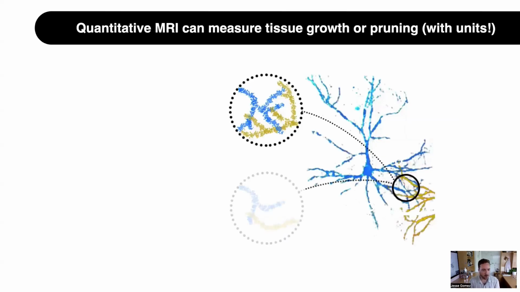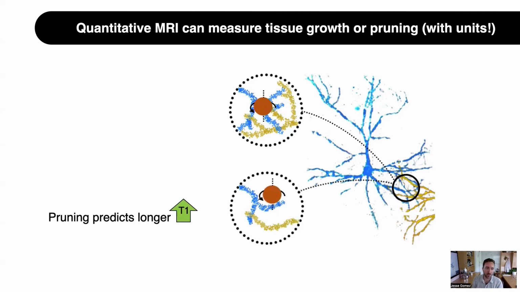To cartoonize some predictions, I've drawn two interconnected neurons, so we can see what happens to proton behavior if tissue grows or is pruned with development. If tissue were to grow in this region, then a higher energy proton, like a spinning top, would have more stuff to bump into and exchange energy with, and it would relax back very quickly. However, if tissue was getting pruned or lost with development, then the proton would be free to precess uninterrupted for a longer period of time, and it would relax back more slowly. So pruning would predict longer T1, while growth would predict shorter T1 with development.